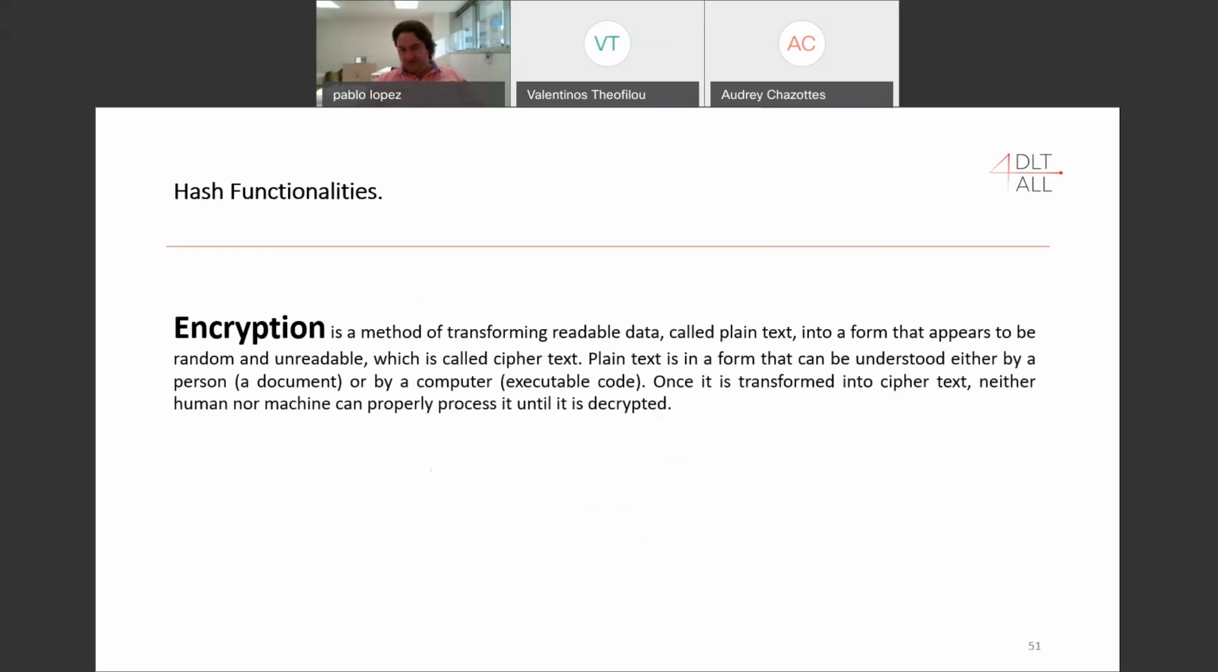So encryption, as a definition, is a method of transforming readable data, called plain text, into a form that appears to be random and unreadable, which is called ciphertext. Plain text is in a form that can be understood either by a person or a computer. This idea of either a person or a computer will make sense later. Once it is transformed into ciphertext, neither human nor machine can properly process it until it is decrypted. So this is the encryption method.